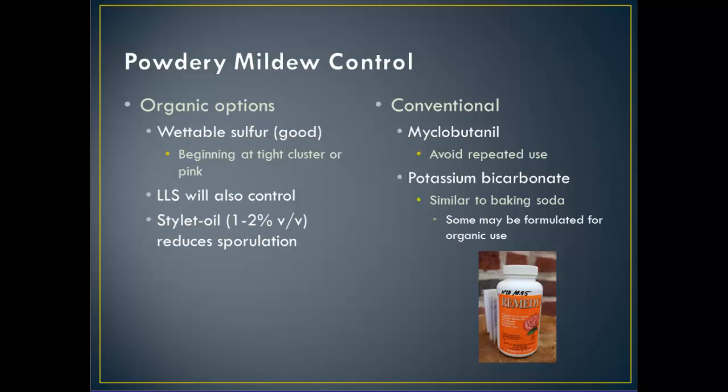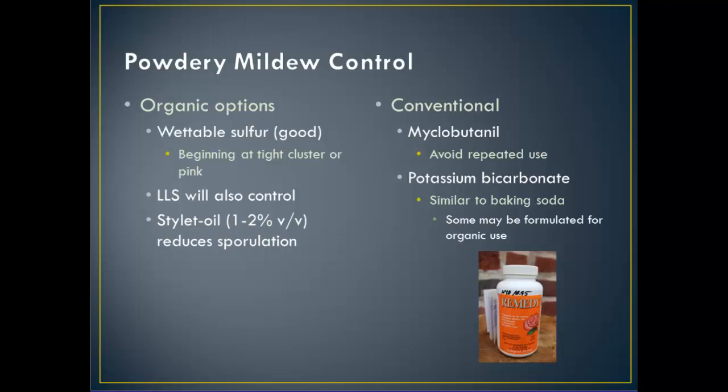If you're looking at conventional options, there's myclobutanil. On the home version, it's going to be called Spectracide Immunox. On the commercial, it'll be called Nova. One of the other ones, and I just ran across this one, I didn't realize this one was on the home market.